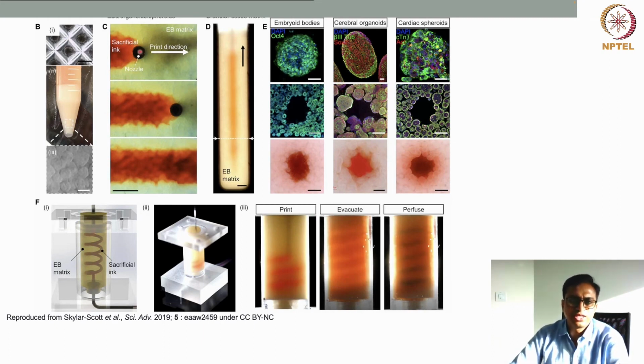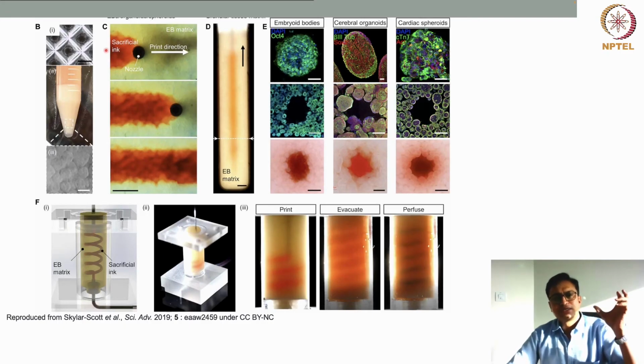sacrificial ink. You can see the nozzle here, and the sacrificial ink, in this case gelatin, is getting deposited, and along the print direction a microchannel is getting formed within this tissue bed. That is the thing. And these microchannels, you can take out the gelatin by increasing the temperature. When the material gets solidified, the gelatin will get liquefied at high temperature, and then the gelatin can be easily taken out.